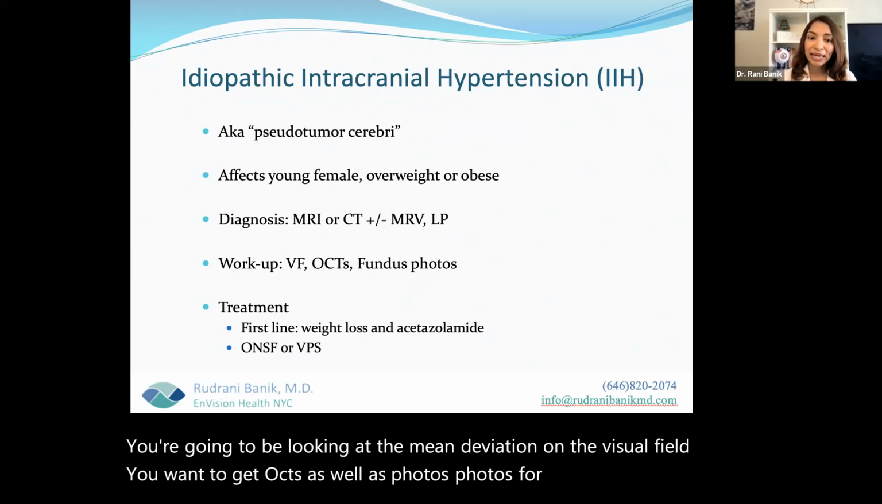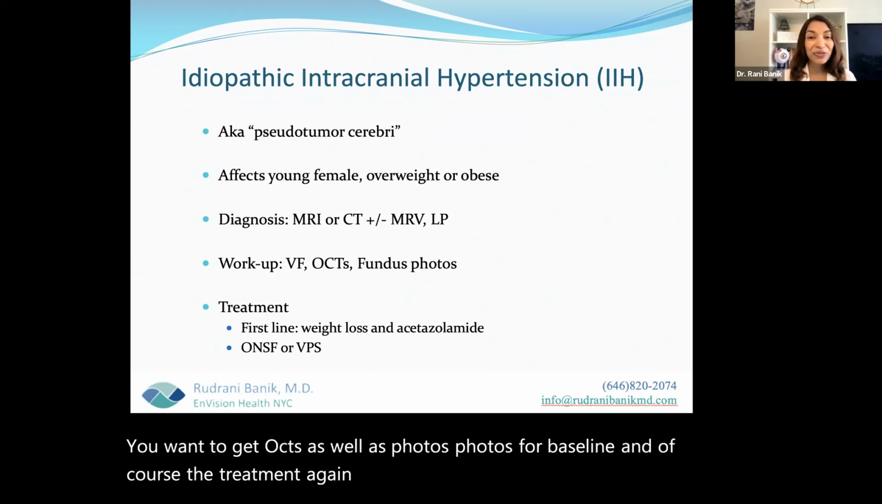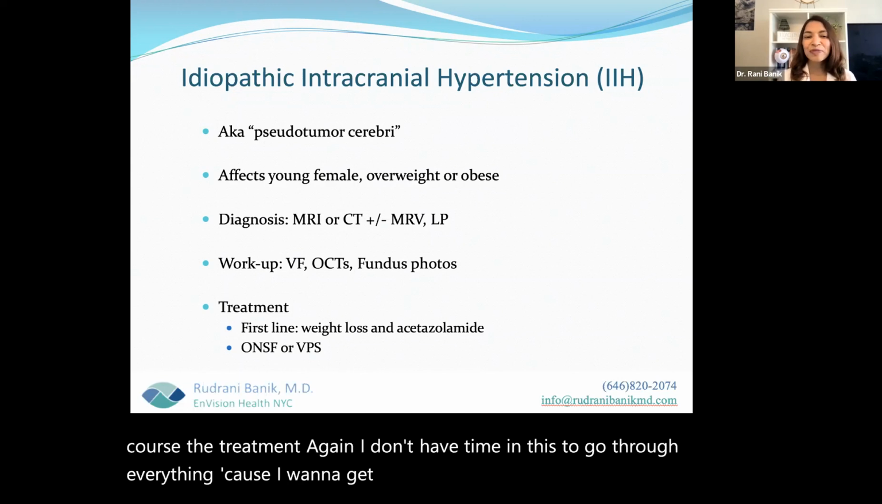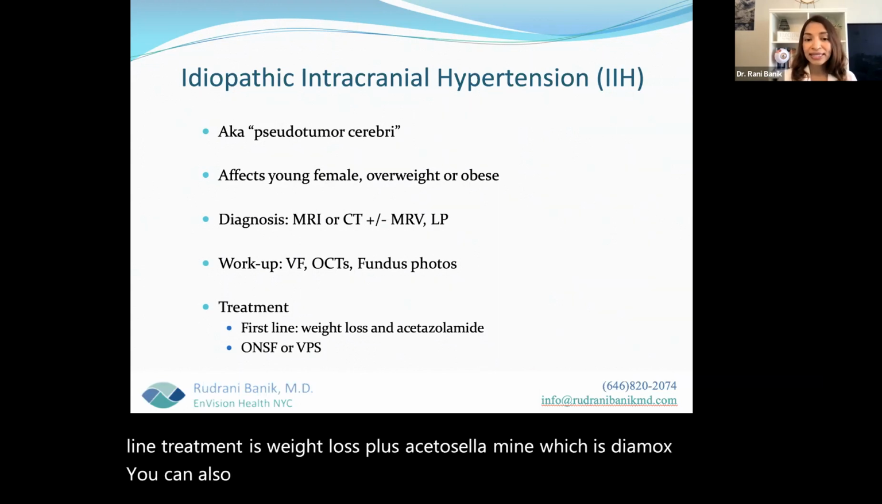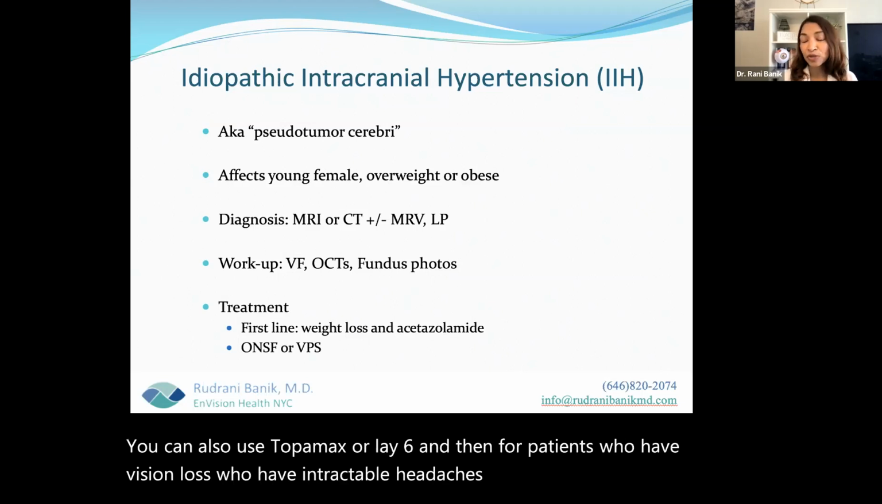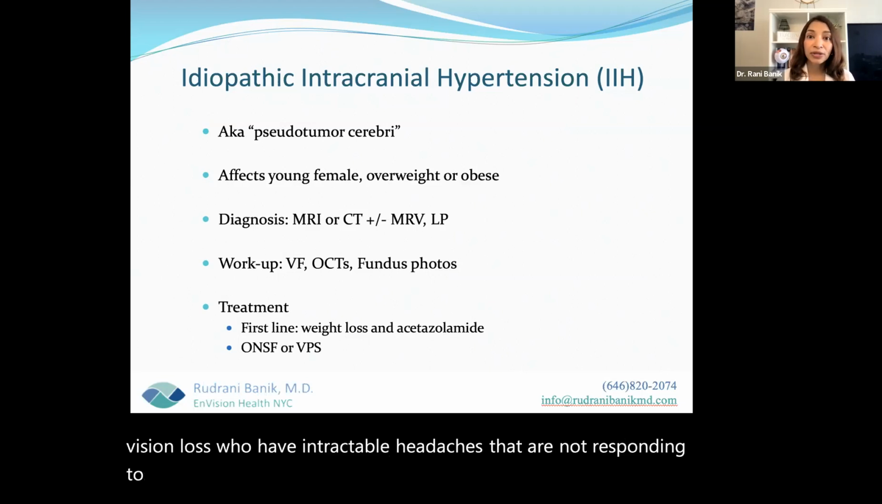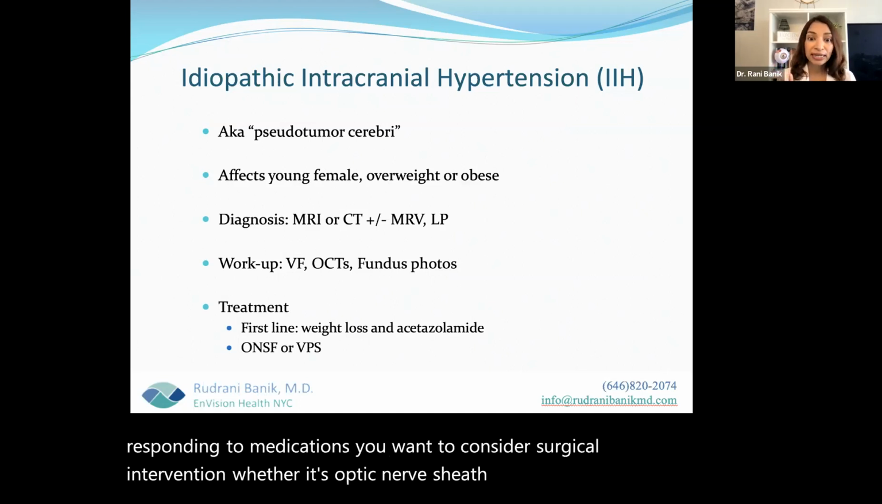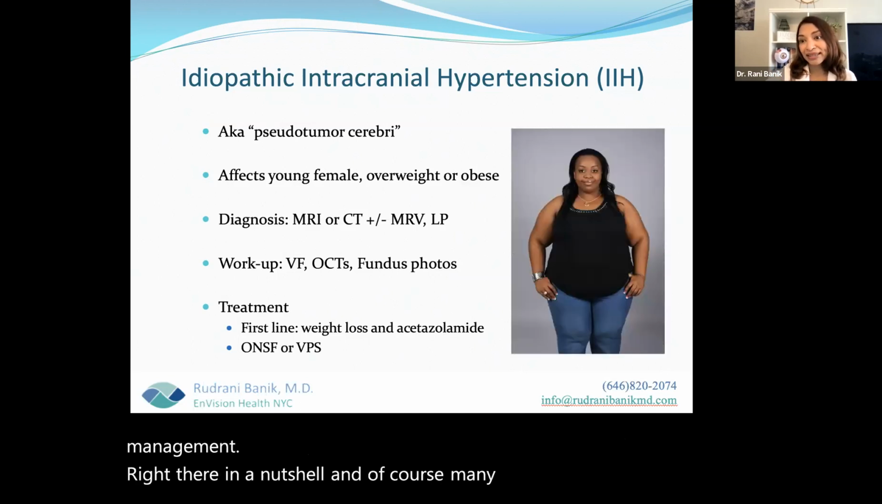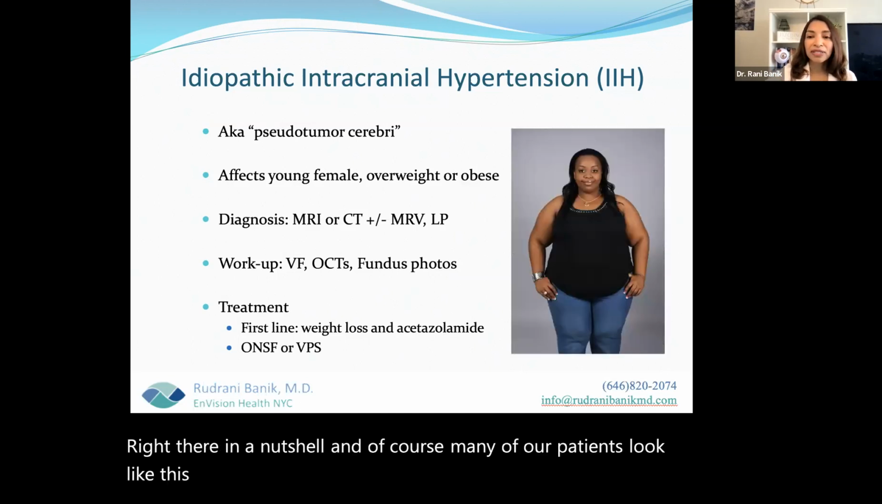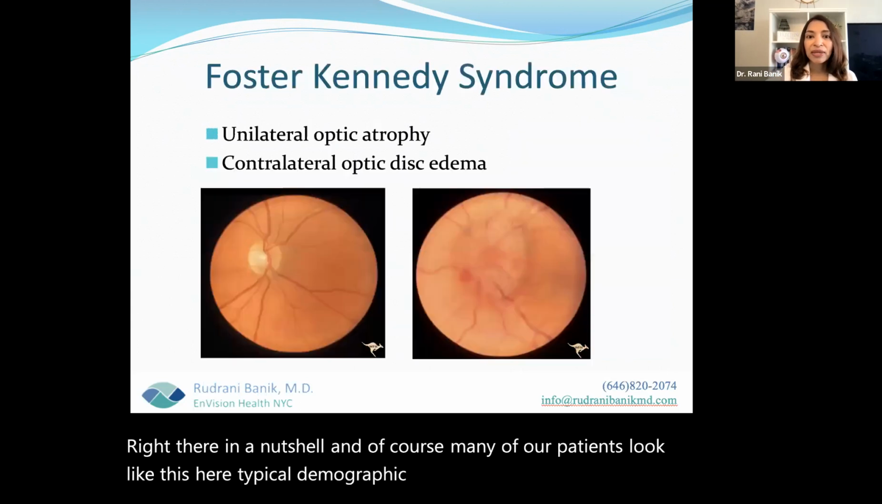And of course, the treatment, again, I don't have time in this to go through everything because I want to get to my other two cases, but first-line treatment is weight loss plus acetazolamide, which is Diamox. You can also use Topamax or Lasix. And then for patients who have vision loss or have intractable headaches that are not responding to medications, you want to consider surgical intervention, whether it's optic nerve sheath fenestration or VP shunt. So that's the management right there in a nutshell. And of course, many of our patients look like this here, a typical demographic for an IIH patient.